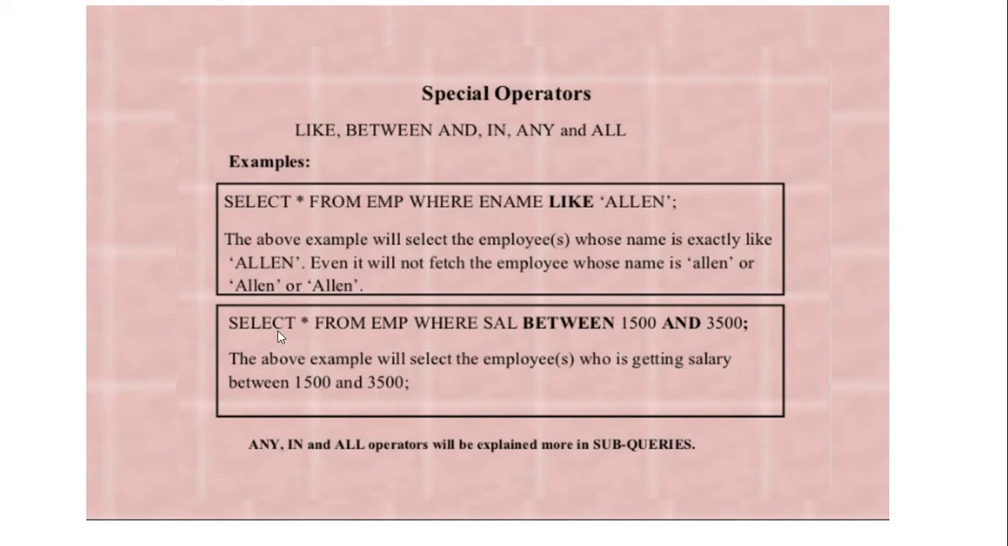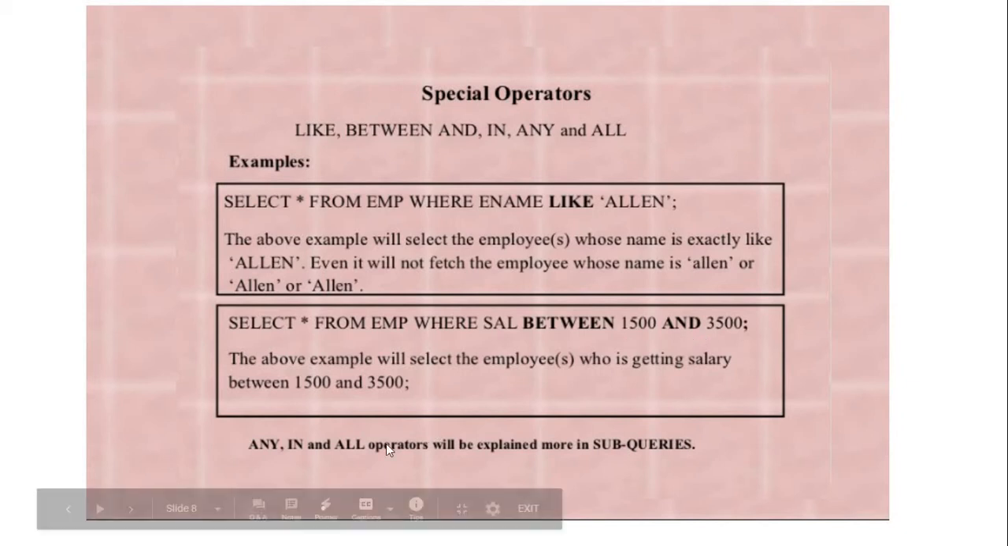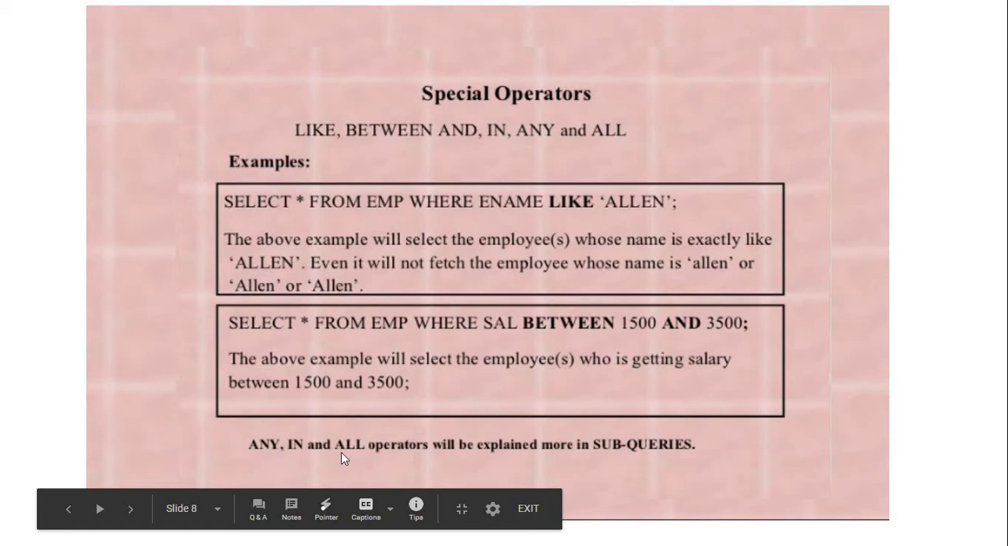For example, if we execute this SQL statement, it will return all the employees whose salary ranges from 1500 to 3500, including both of these limits; that is, the employees whose salary is equal to 1500 or 3500 will also be included in the result. We will discuss the any and all operators in more detail when we take up nested subqueries.